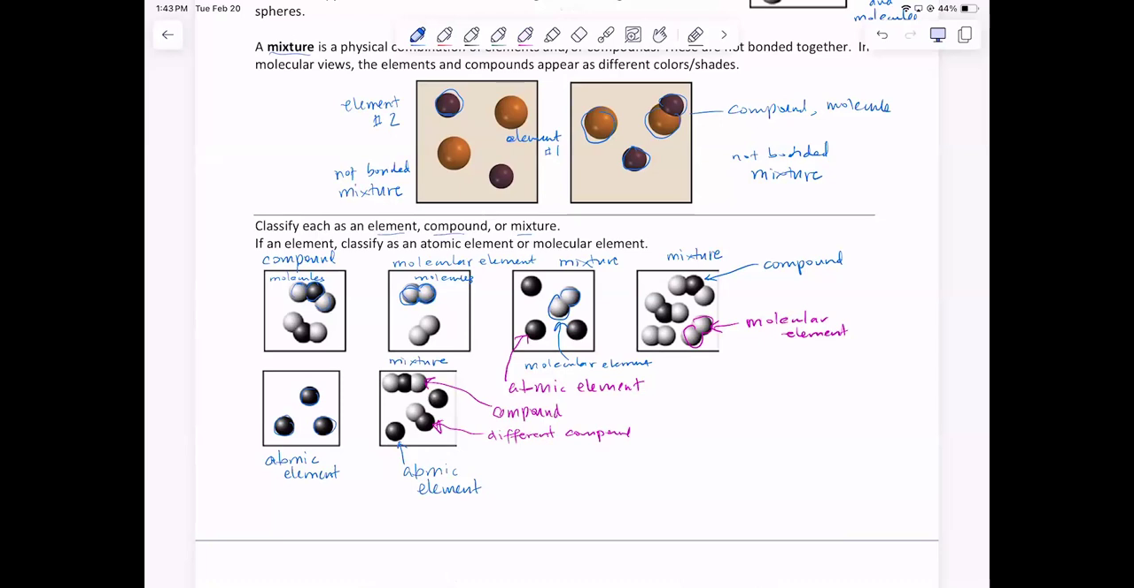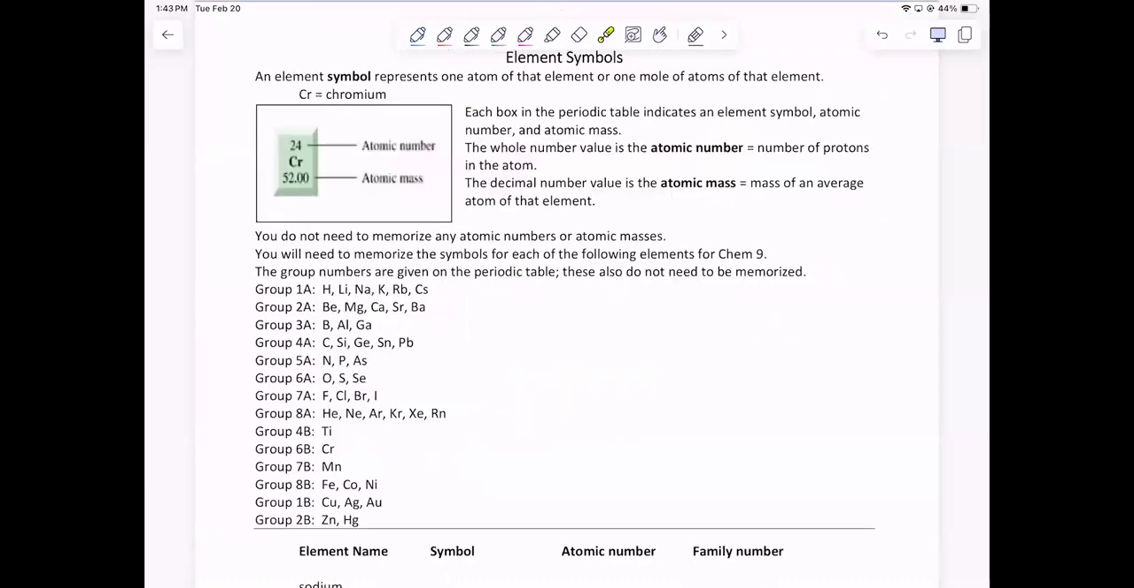Okay. More about element symbols. And like I said, you have your notes. You have the periodic table with the element symbols and also the element names. You definitely don't need to memorize any of that. But should you want to, these are the ones that we use.